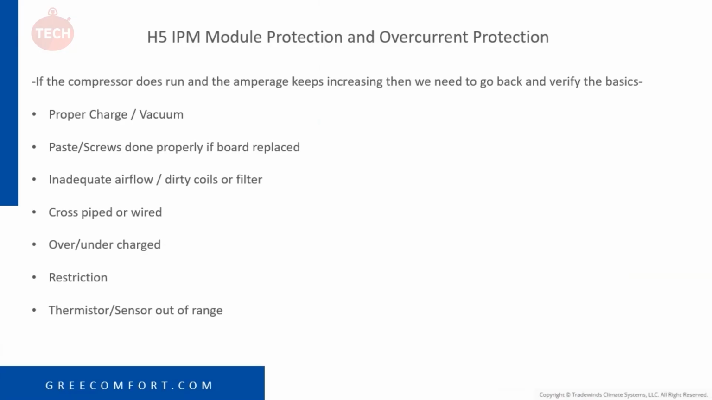Now, if we don't have amp draw on all 3 legs, then we have a bad board and need to replace that board. If the compressor does run and amperage keeps increasing, then we need to go back and verify the basics. Proper charge and vacuum, the paste and screws are done properly. Make sure they have adequate airflow. Does it have dirty coils or filter?